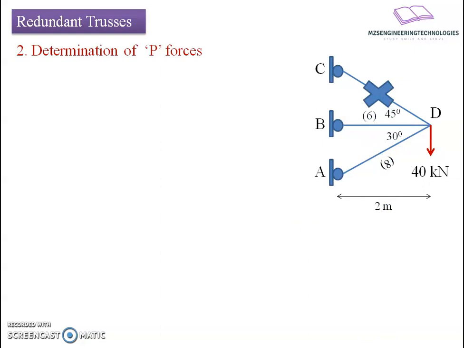For that, let us prepare a free body diagram for joint D. We have three forces acting at that joint. Let's say P1 is the force in member AD and P2 is the force in member BD. I have considered P1 as compressive in nature, so that its vertical component, P1 sine theta, counterbalances the externally applied load of 40 kilonewton going downward. To counterbalance the horizontal component of P1, I am considering P2 as tensile in nature, whereas the angle between P1 and P2 is 30 degrees.